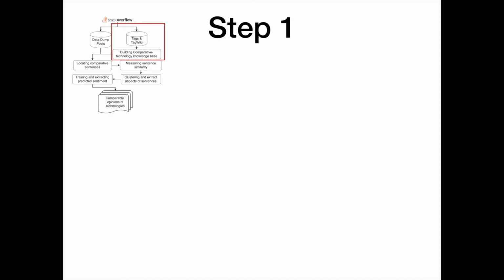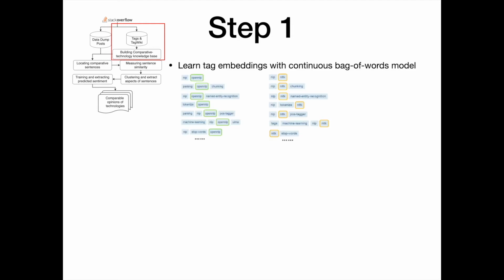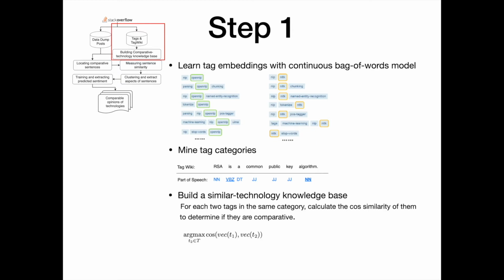Step 1 is to build a comparative technology knowledge base. We first use the tag wiki from Stack Overflow to learn tag embeddings. As can be seen in the picture, we extract all tags from each post and build a model with a continuous bag-of-words model. Then we mine the tag categories based on the tags' definitions from the tag wiki. And finally, for each two tags in the same category, we calculate their cosine similarity to determine if they are comparable.